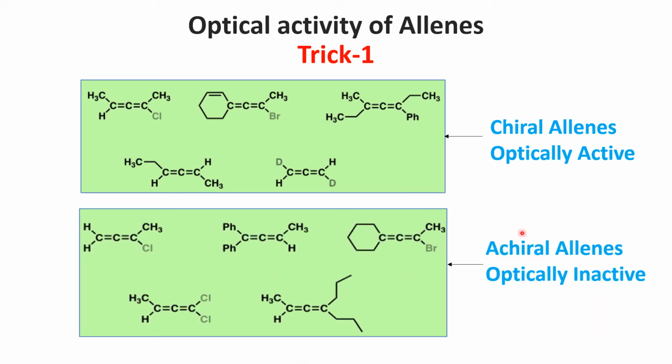And see, this set of allenes are achiral allenes. These are all optically inactive. See these two. This is also an even number of double bonds. And if you see here, both carbons contain two same substituents. Here also CH2, CH2, CH2. Okay, the same. And here, this is also the same. So substituents being the same means optically inactive. This is the first trick.